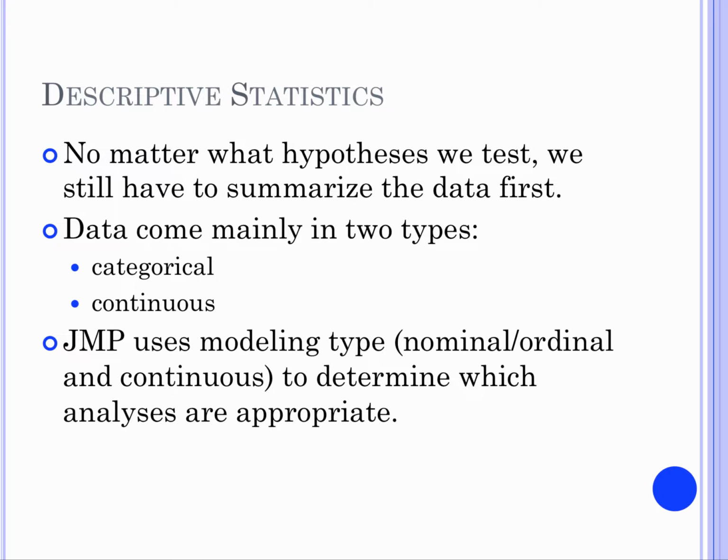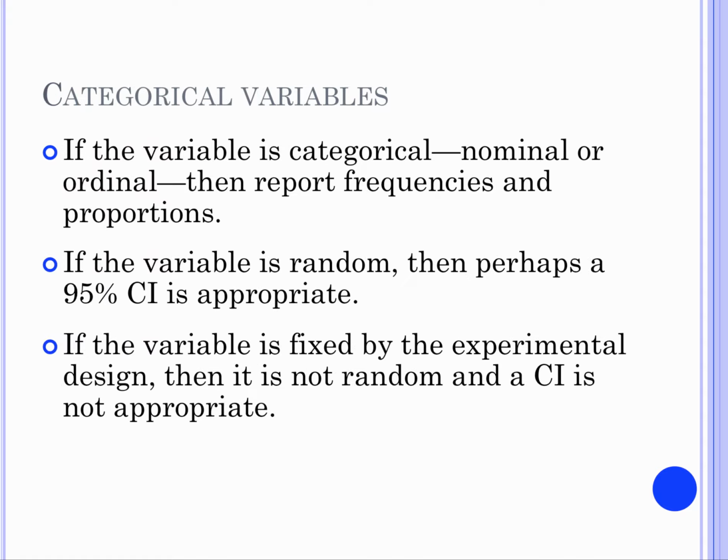No matter what types of data you have or what your statistical tests are, you need to summarize the data first. Data will come in mainly 2 types, categorical and continuous, and recall that JMP uses modeling type, nominal, ordinal, or continuous, to determine which analyses are appropriate.